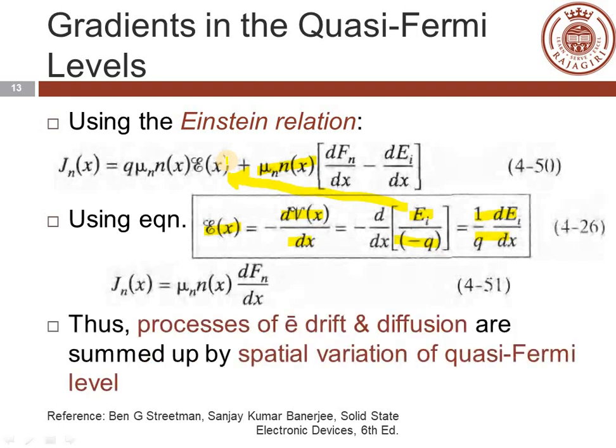Thus the process of electron drift and diffusion is summed up by the spatial variation of the Quasi-Fermi level, because earlier we had two terms, drift and diffusion components, for our electron current density. So we have converted that into a single term which consists of the spatial variation, or gradient, of our Quasi-Fermi level.